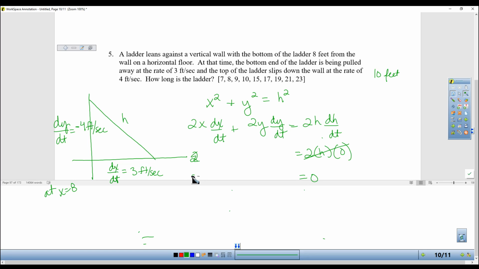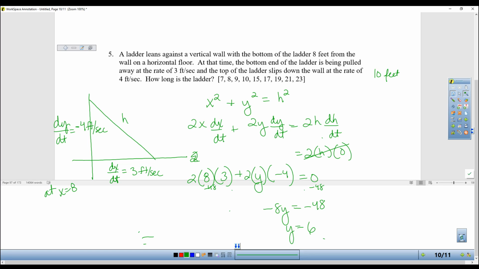So at this point, x is 8, dx/dt is 3, and that's positive because it's slipping away. And y, I don't know why the ladder is being pulled away. That's what we're going to solve for. And it's slipping down at a rate of negative 4. So 16 times 3 is 48. So I'm going to subtract 48 from both sides. So I get negative 8y is equal to negative 48.